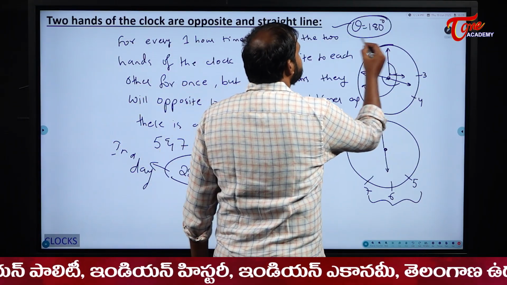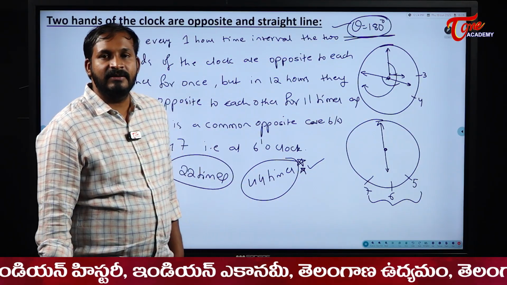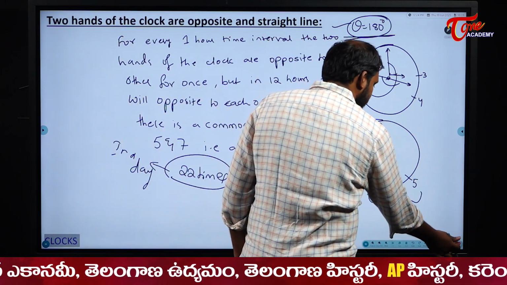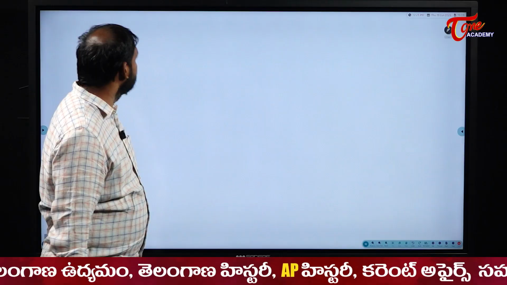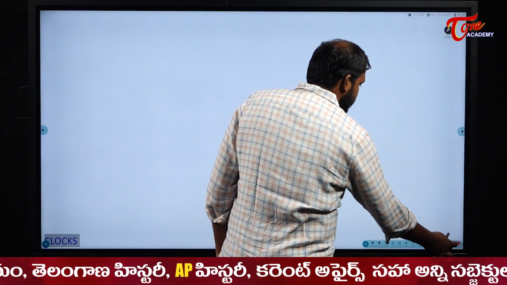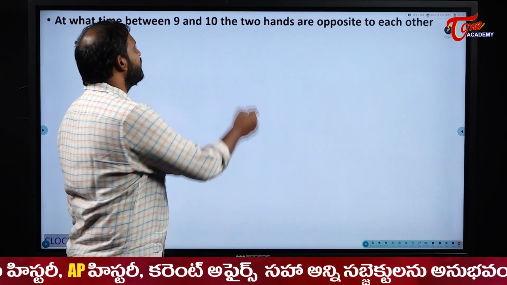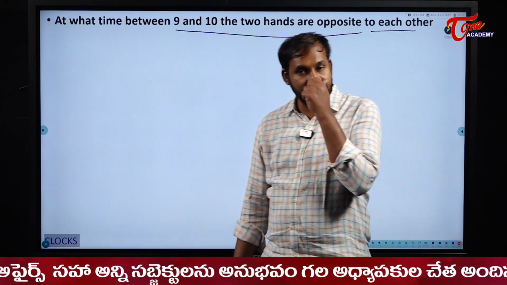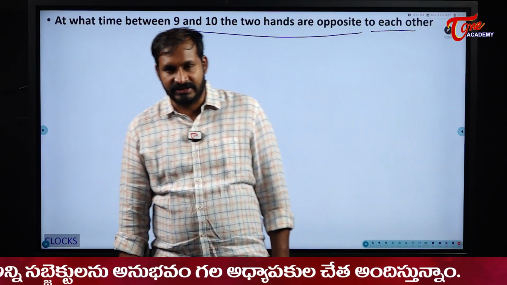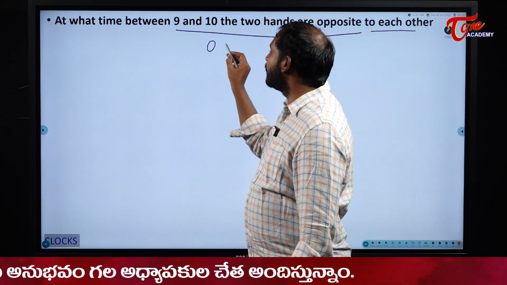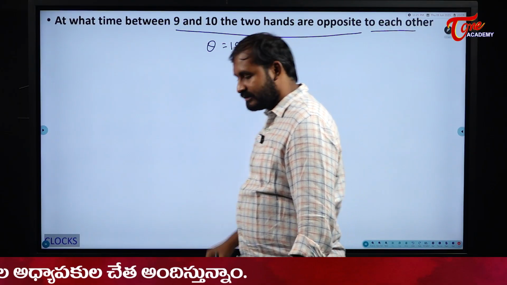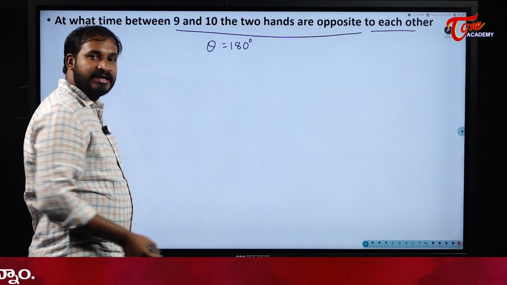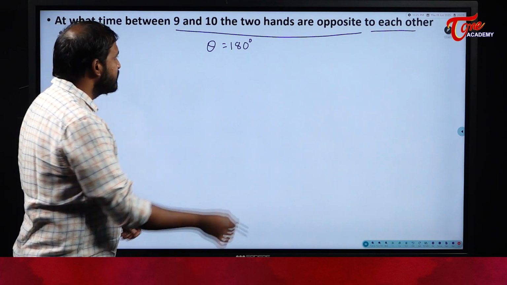Now, when they are exactly opposite to each other, what will be the angle between them? 180 degrees. Now we will see some questions based on this. At what time between 9 and 10 are the two hands of the clock opposite to each other? When they are opposite to each other, what will be the theta between them? 180 degrees. Good, superb. So now what will happen here, students? Please observe carefully. This is very, very important.